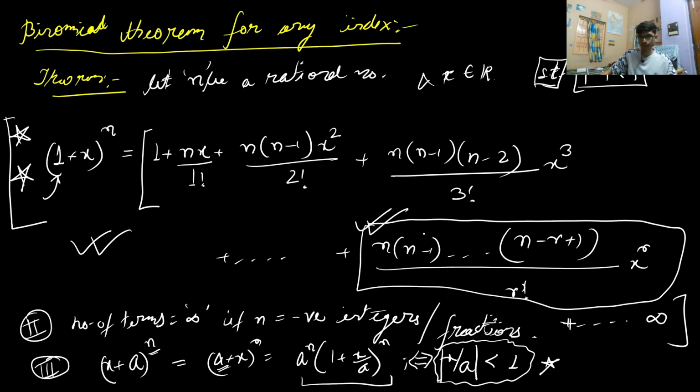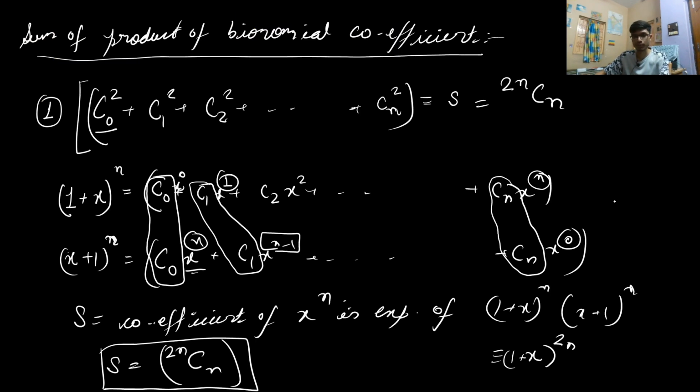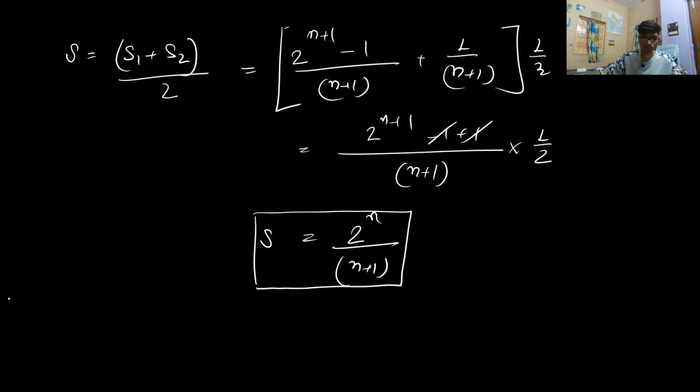We call this general term T(r+1), which is n into n minus 1, multiplied so on up to n minus r plus 1, whole divided by r factorial, into x to the power r. Now I can give you some idea of how this particular formula comes about.